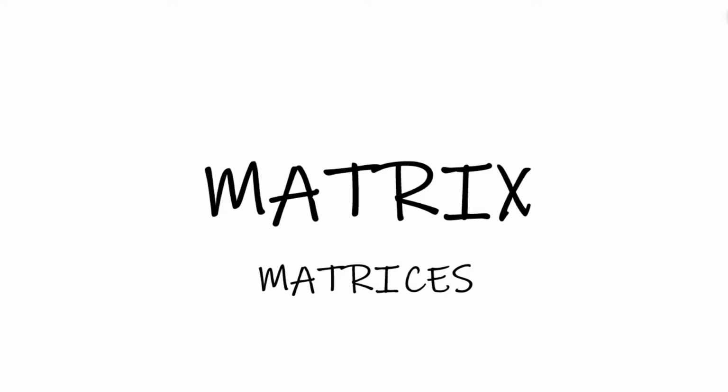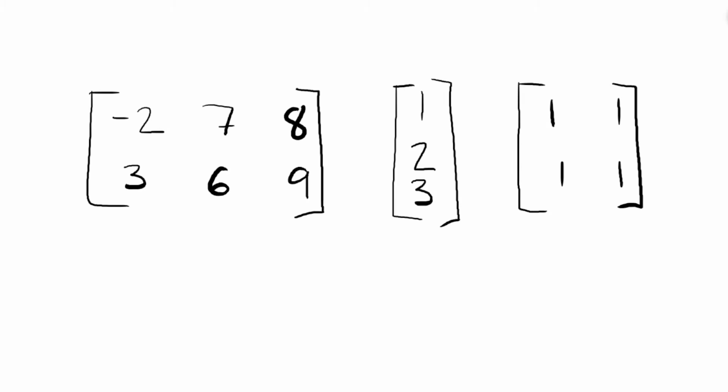So then, what is a matrix? Well, I'm not very sure how to explain it in words. I think the easiest way is to show it with examples. So let's take a look at a few examples. Here we have three matrices.